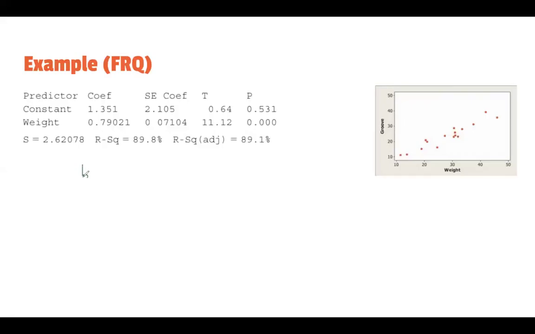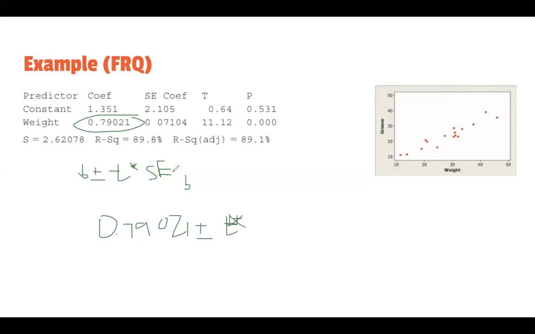So this is a confidence interval, and the formula for that is b plus or minus t star times the standard error of b. Let's see. What is b? That's going to be 0.79021. Plus or minus t star, let's figure that out later. But before, do we know standard error of b? That is going to be this right here. That would be 0.07104. I think the point here is a bit missing, but it should be 0.07104.